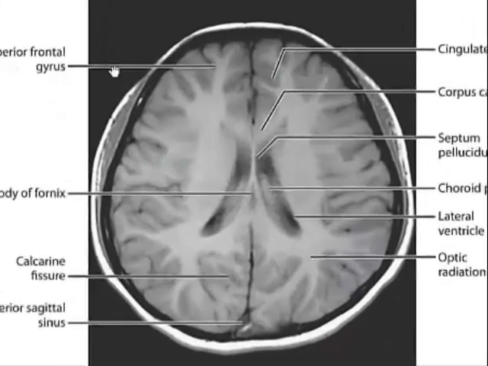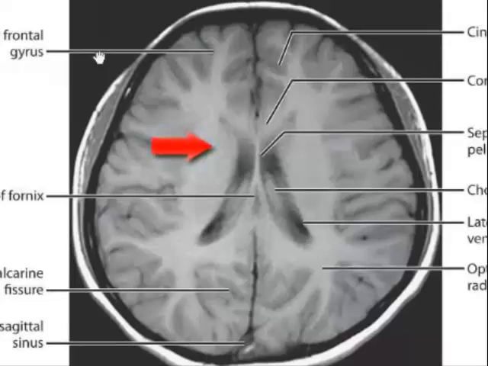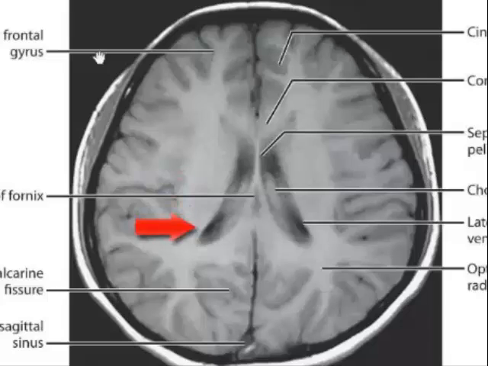On each side of the longitudinal fissure, the body of the two lateral ventricles are well demonstrated. The gray shadows within the ventricles are the choroid plexus, which produces the cerebrospinal fluid.